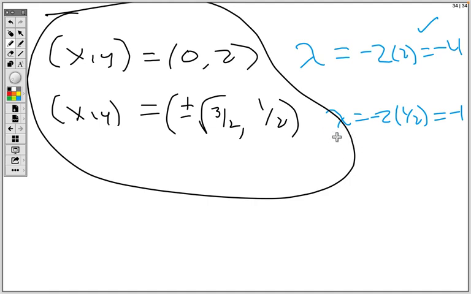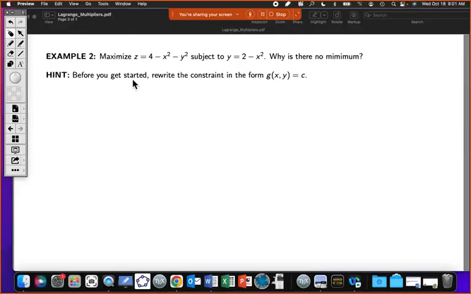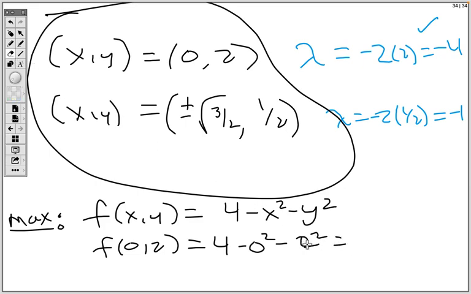Now we're told to go looking for a maximum. And then we're also asked, why isn't there a minimum? So let's take a look at this maximum here. Once again, I'm going to plug these values into the original function, which I believe is 4 minus x squared minus y squared. So we plug in the 0, 2. You get 0 out of that.